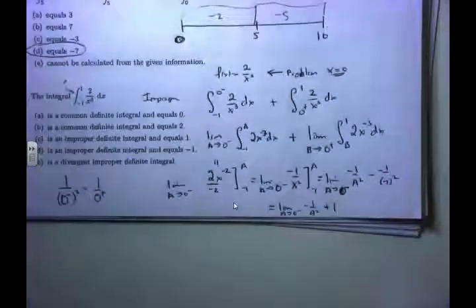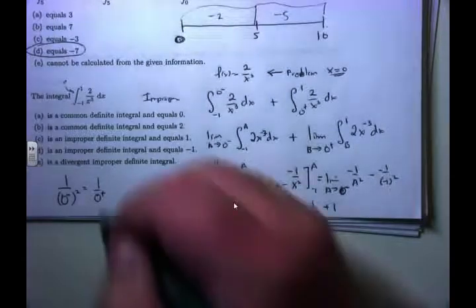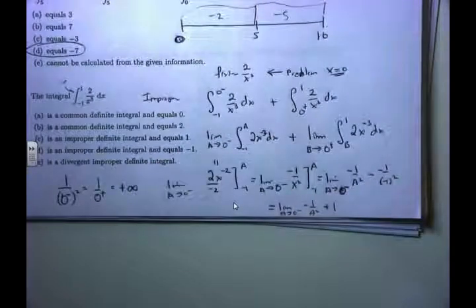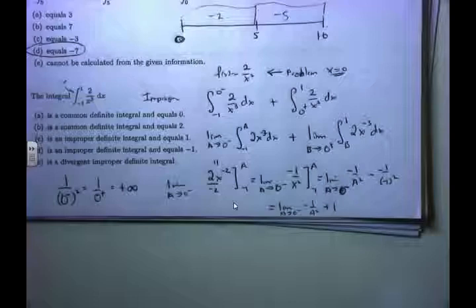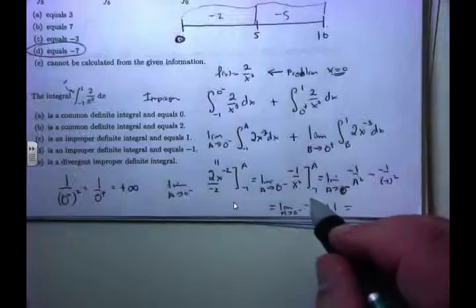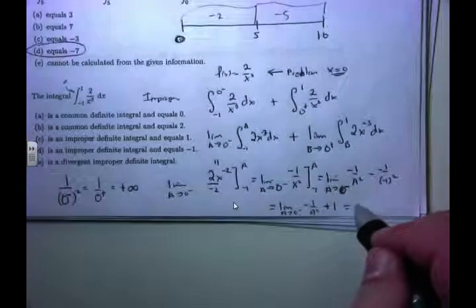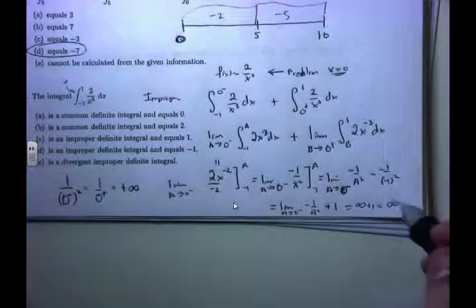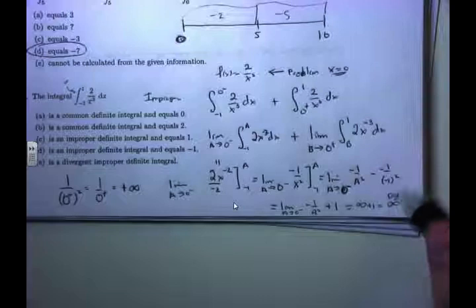And this was a rule. 1 over infinity was 0. What is 1 over 0 from the positive side? That is from calculus 1. 1 over 0 from the plus side is positive infinity. Okay? So, here we go. When I evaluate this, I got infinity. Infinity plus 1 is infinity. I got an infinity answer, which means it is divergent.